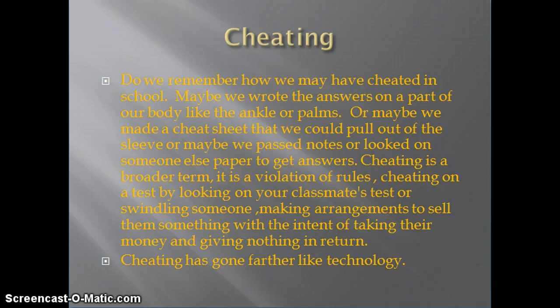Do we remember how we may have cheated in school? Maybe we wrote the answers on a part of our body, like the ankle or palms. Or maybe we made a cheat sheet that we could pull out of the sleeve. Or maybe we passed notes or looked on someone else's paper to get answers. Cheating is a broader term. It is a violation of rules. Cheating on a test by looking on your classmate's test or swindling someone, making arrangements to sell them something with the intent of taking their money and giving nothing in return.